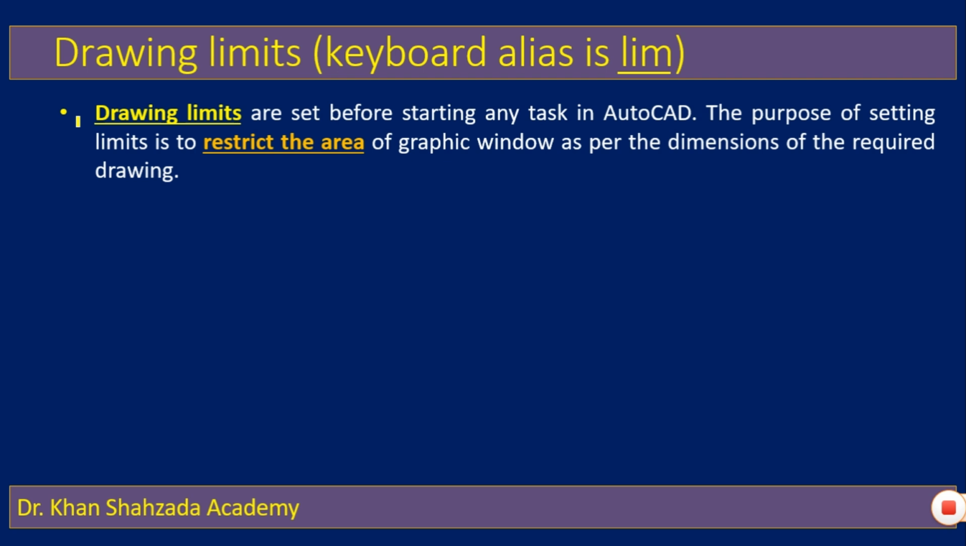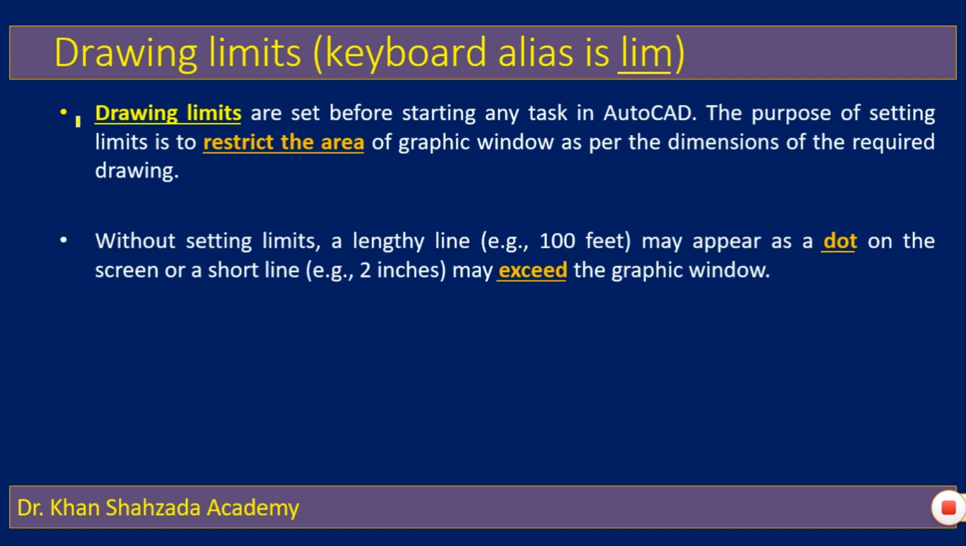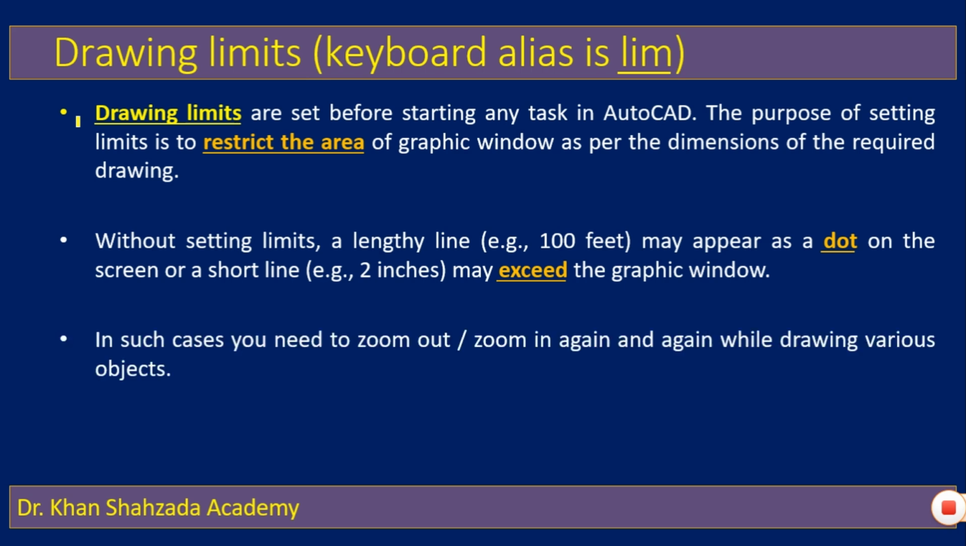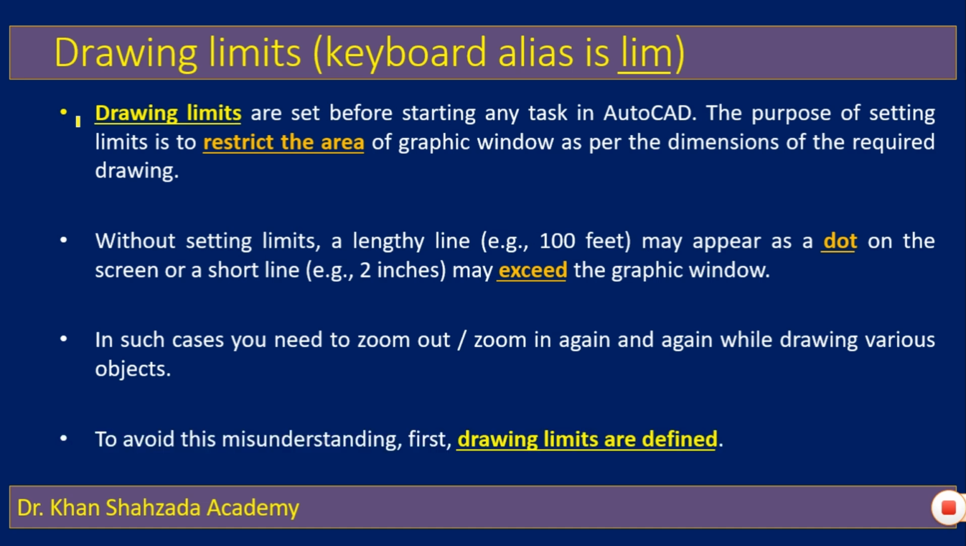Drawing limits are set before starting any task in Autodesk. The purpose of setting limits is to restrict the area of the graphic window as per the dimension of the required drawing. Without setting limits, a lengthy line like a 100 feet line may appear as a dot on the screen, or a short line like 2 inches may exceed the graphic window. In such cases, you need to zoom out or zoom in again and again while drawing various objects. To avoid this misunderstanding, drawing limits are defined first.